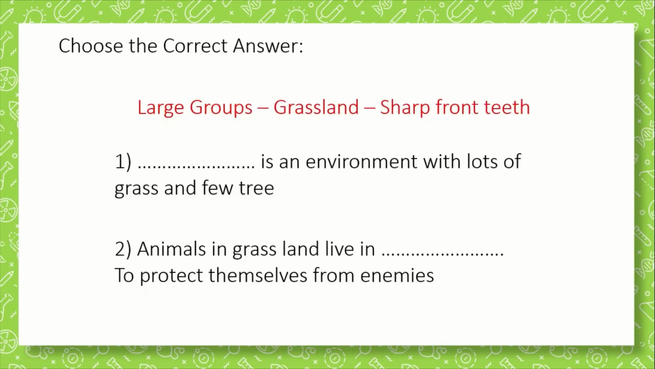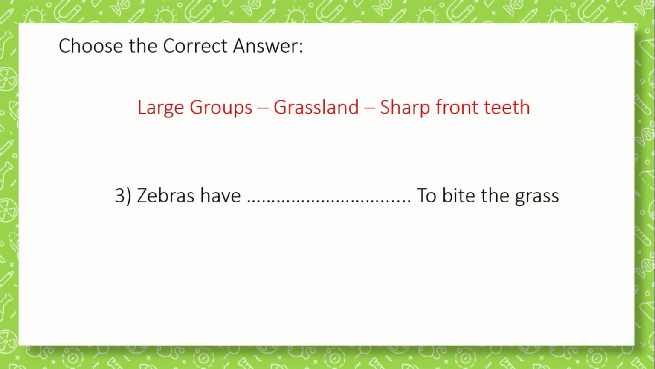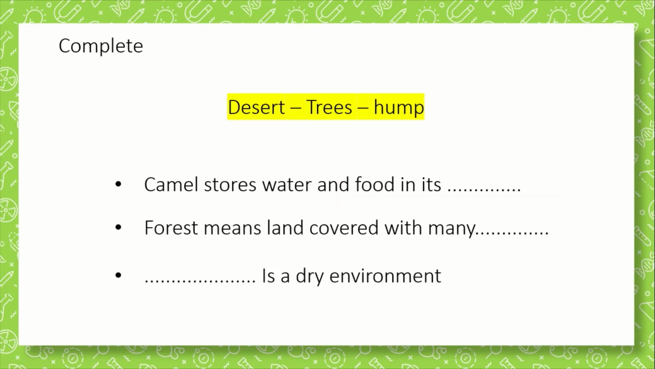Now let's solve this together. Question 1. What is an environment with lots of grass and few trees called? Grassland, correct. Question 2. Animals in grassland live in what to protect themselves from enemies? In large groups, correct. Next, question 3. Zebras have what to bite the grass off? Sharp front teeth, correct.